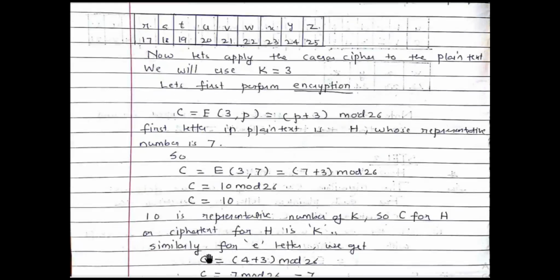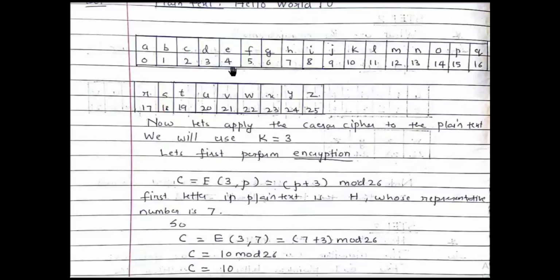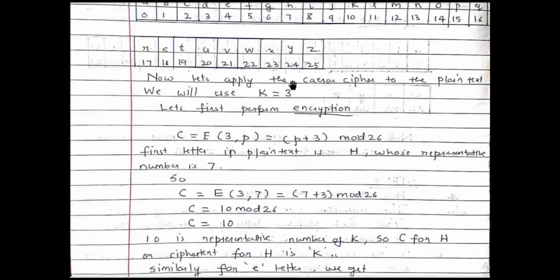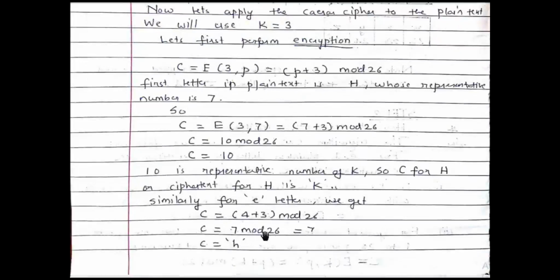Okay, similarly for the letter E, what do we get? E is at number 4 position over here, and what we have to do is add 3 because that is the key. So 4 plus 3 would be 7, mod 26. Again 26 is bigger than 7, so the answer is 7. So what is 7? 7 is H. That's what we do here: 4 plus 3 mod 26, that is 7 mod 26. The answer is 7, and the cipher letter is H.